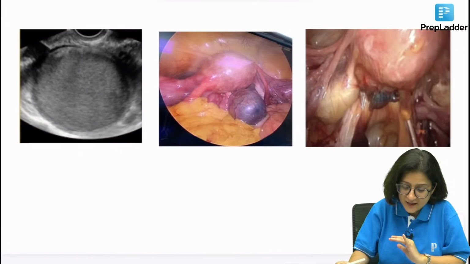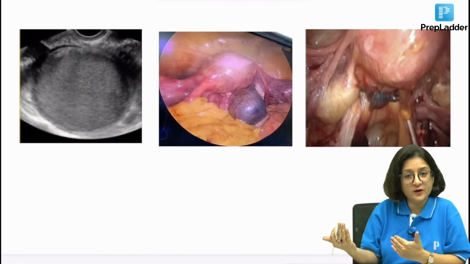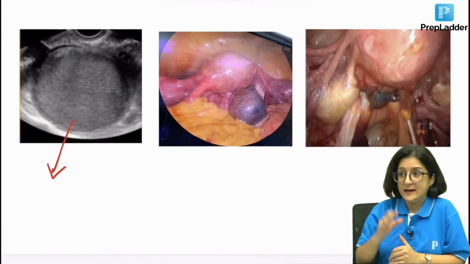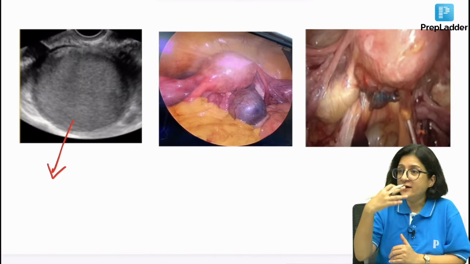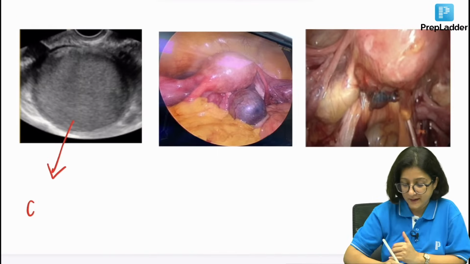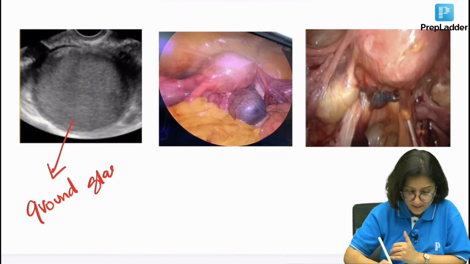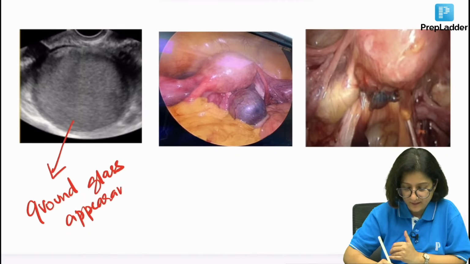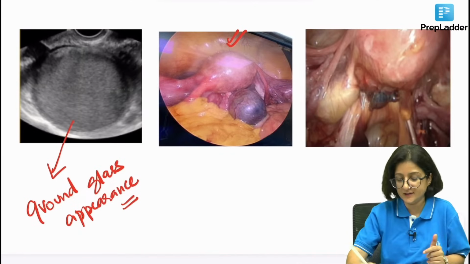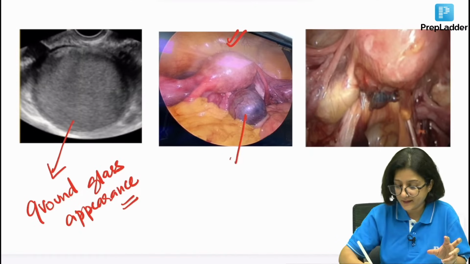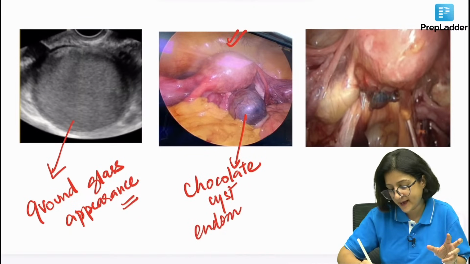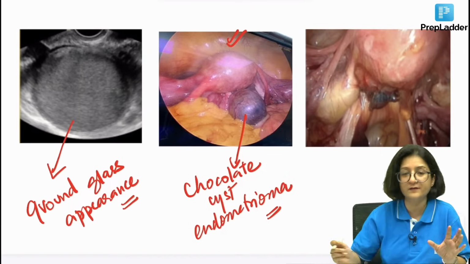Okay. Now, here are more images of endometriosis. This is the cyst that we are seeing on ultrasound. Cysts can have various appearances. Endometriotic cysts can have complex appearances also. But if they ask you, typically a ground glass appearance. This is that patient whose ultrasound image is here, and this is what we found on the laparoscopy. This is the chocolate cyst. Chocolate cyst is also called endometrioma, associated with endometriosis.